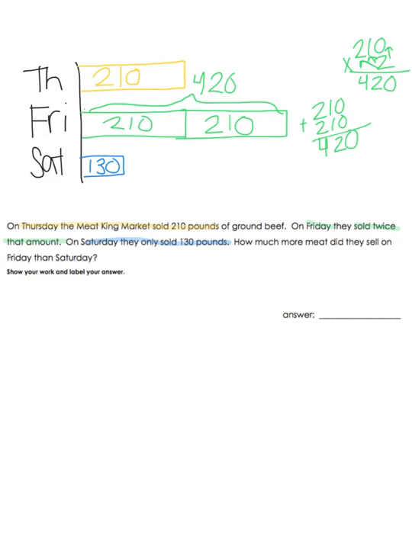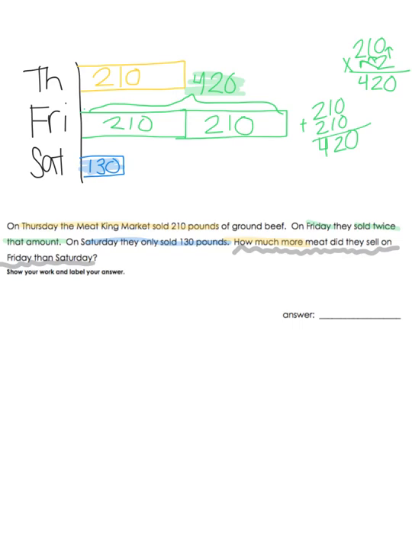All right, so now I know how much they sold each day. On Saturday, it was 130. On Friday, it was 420. And on Thursday, it was 210, but that only mattered to help us figure out how much they sold on Friday. So the actual question we're going to be answering is, how much more meat did they sell on Friday than Saturday? So how much more?